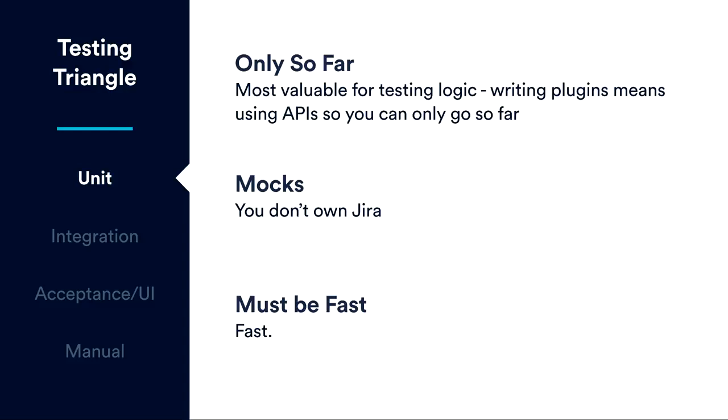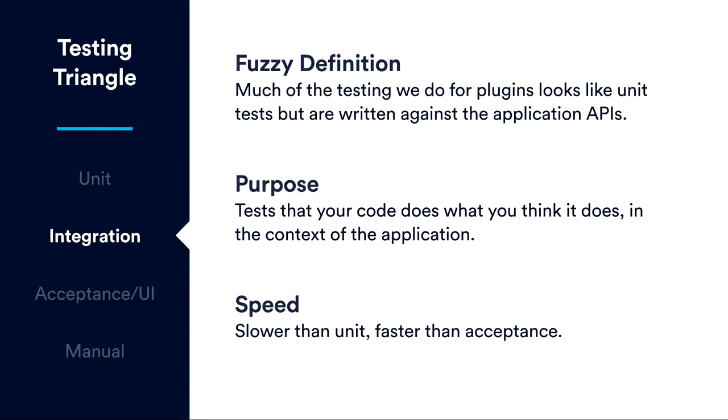So unit tests are a really valuable thing, but with Atlassian plugin development P2, unit tests only take you so far. It's important to realize you don't own the API for Jira or Confluence. And if you end up mocking out too much of it, your tests end up being pretty low value. So where you can unit test things, absolutely do as much of it as possible, but don't lull yourself into a false sense of security with that. So that's unit testing.